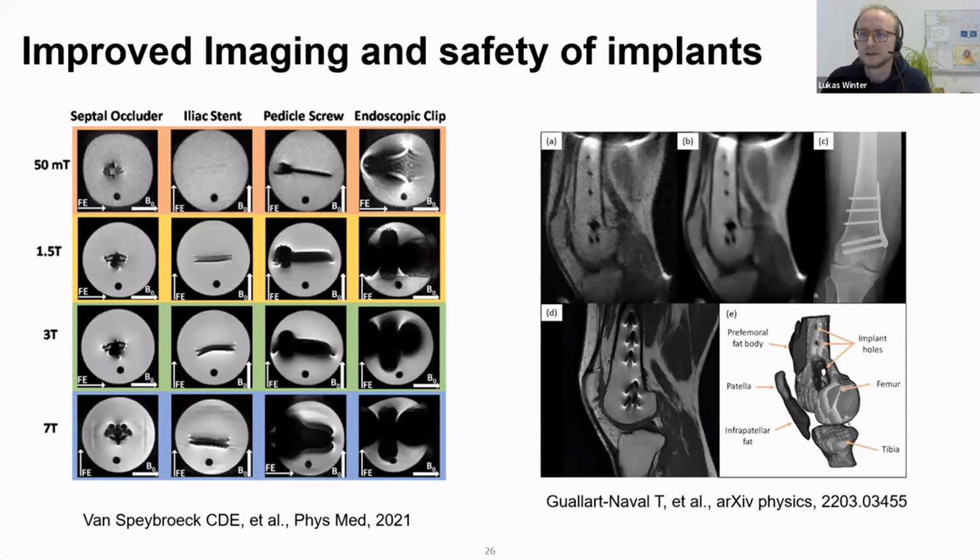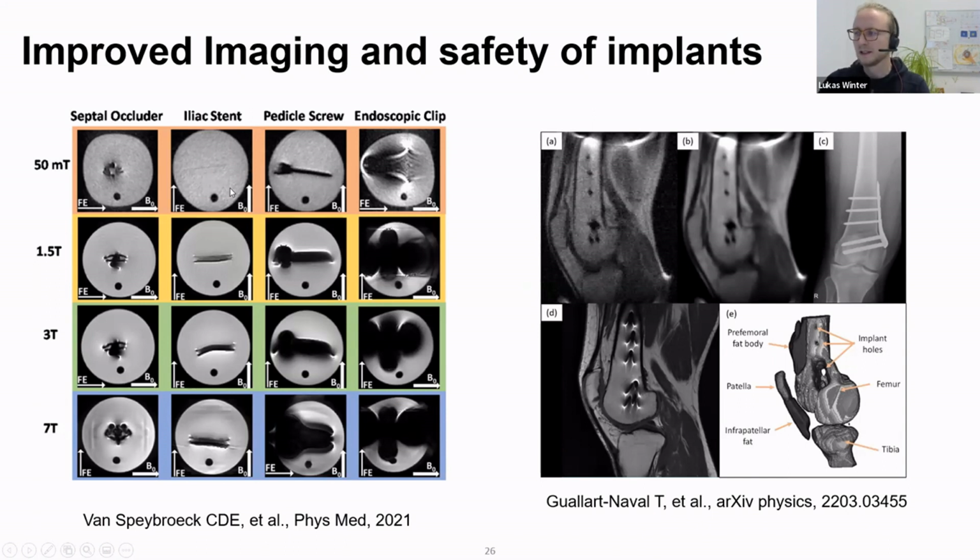Another advantage is the imaging of implants, and this is something that at higher field strengths gets more and more difficult because of the susceptibility artifacts. So you can see at 1.5, 3T, or 7T, how big the unimageable part is in this image around this implant. While at 50 millitesla, you can pretty well see this screw here or the stent.